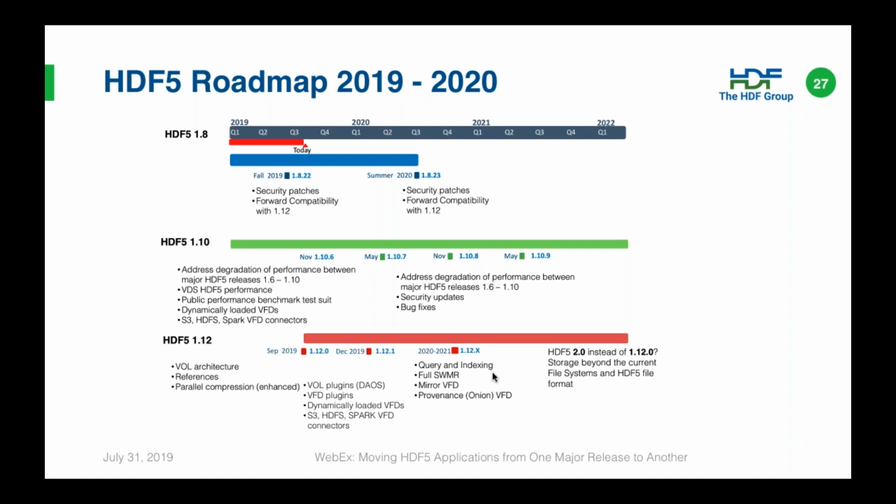Major release 1.12 is coming, and it is currently scheduled for September 2019. We will be introducing a new virtual object layer architecture, external references, and some enhancements that we are doing for parallel compression.